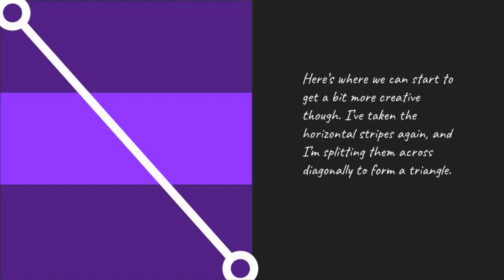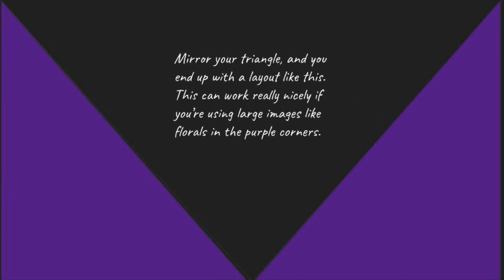Here's where we can start to get a bit more creative though. I've taken the horizontal stripes again, and I'm splitting them across diagonally to form a triangle. Mirror your triangle, and you end up with a layout like this. This can work really nicely if you're using large images like florals in the purple corners.